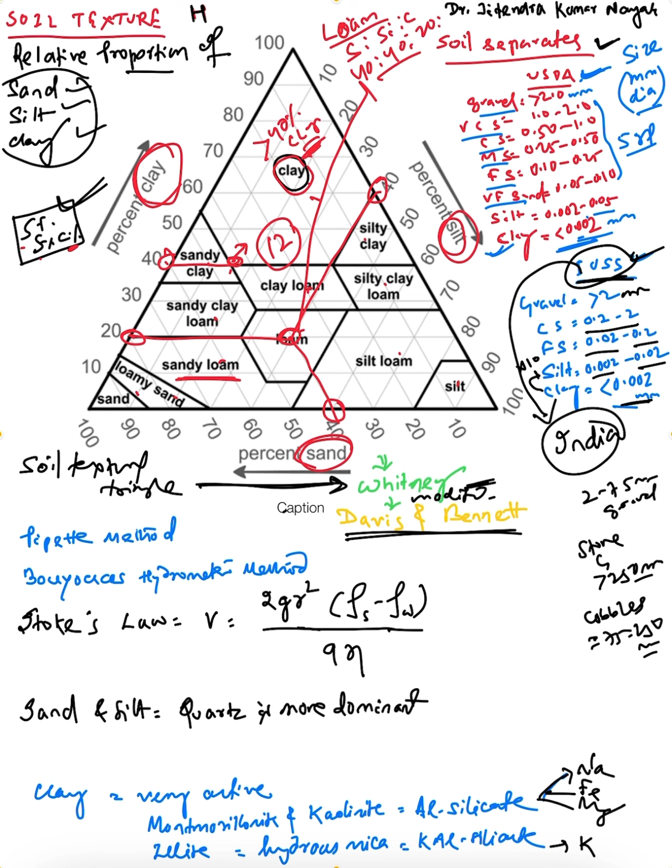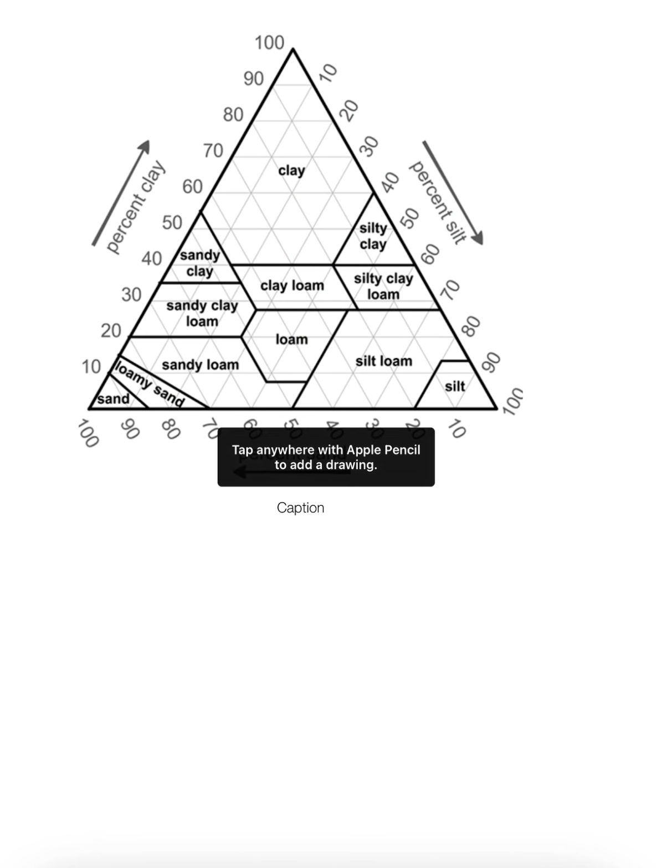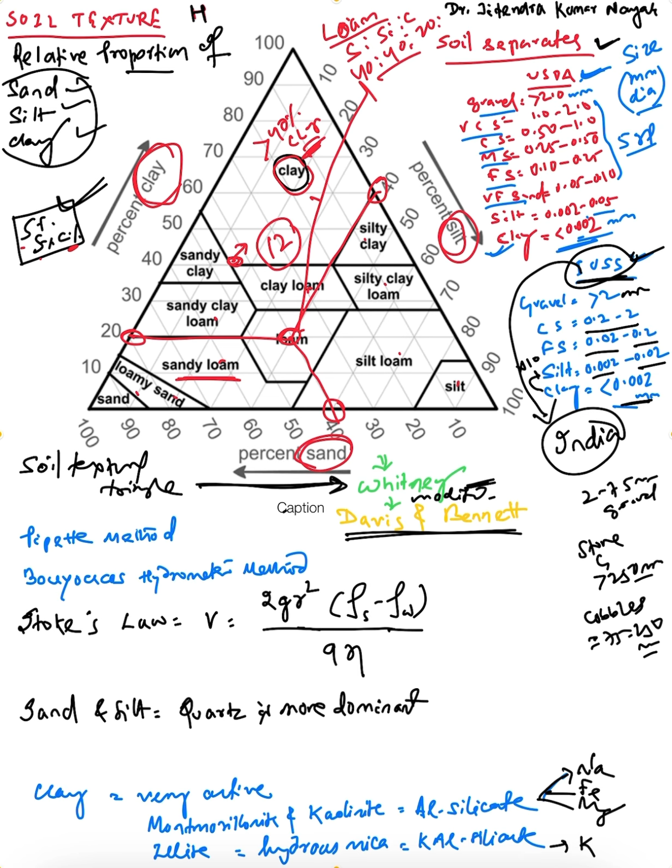Okay, so now another important question. If the soil texture name is sandy clay, that means the sand content is very high, but the clay content is very less. That means if I say sandy clay, it is the clay soil where sand is more dominant.